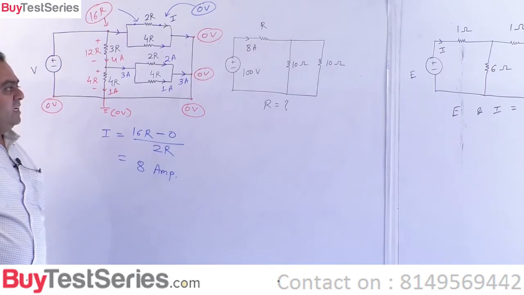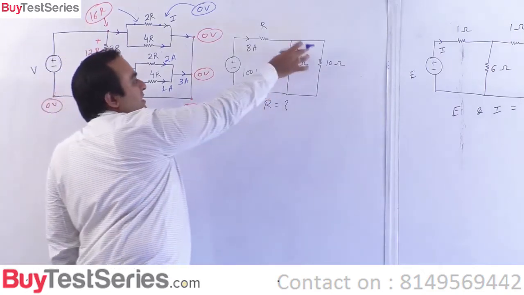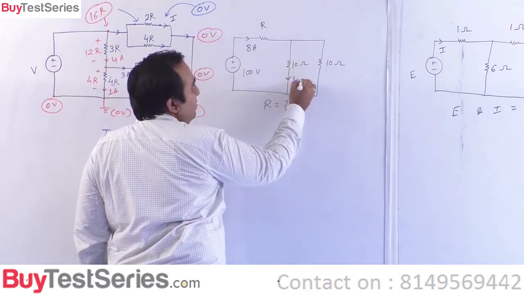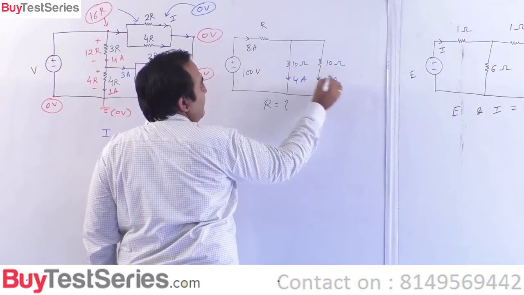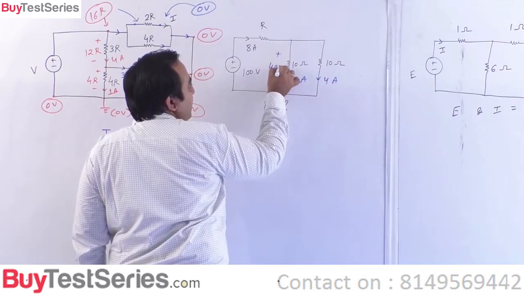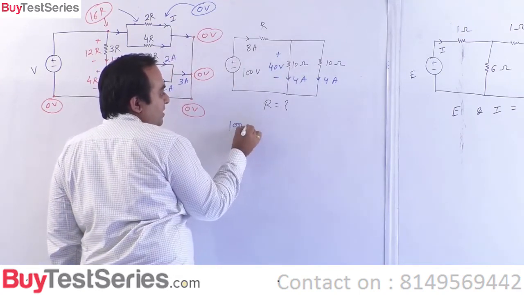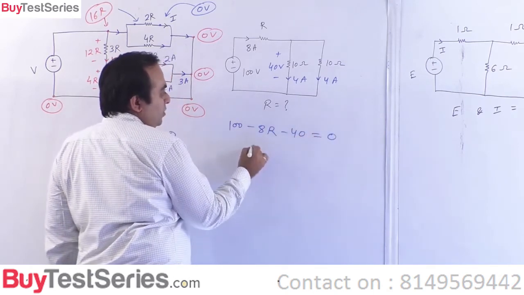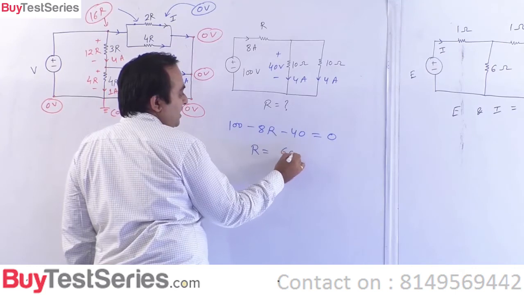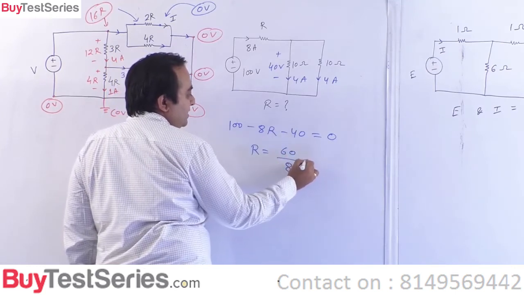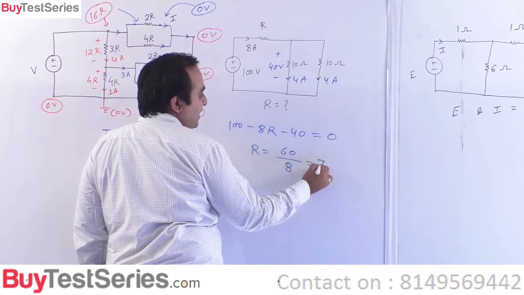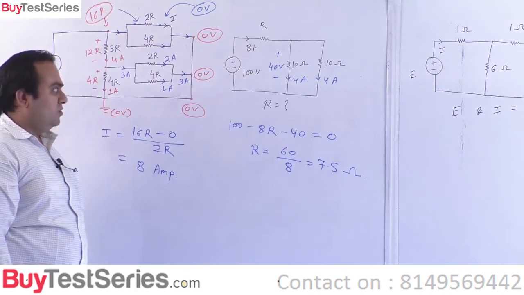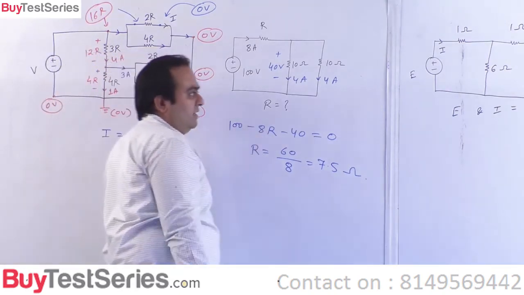Next question is quite easy. You can simply see 8 amperes, this 10 and 10 are in parallel. 8 ampere will simply get divided. So this will be 4 ampere, this will be 4 ampere. So this has to be 40 volts. Simply apply KVL here. So 100 minus 8R minus 40 is 0. So R is how much? 60 divided by 8. So 60 by 8 comes out to be 7.5 ohms. Is this okay? Moving on to the next question.